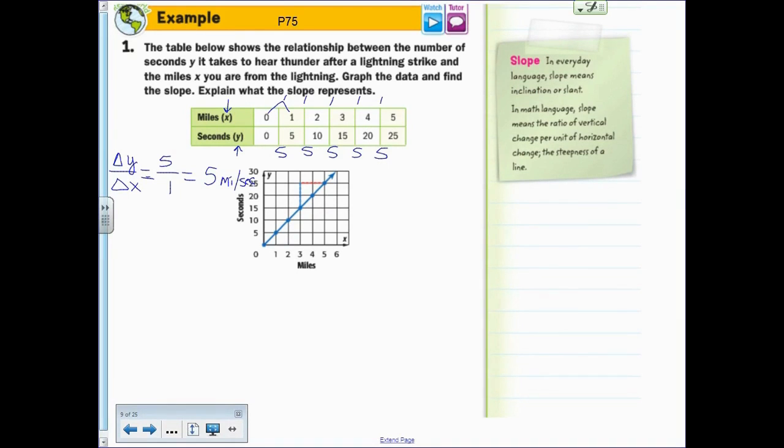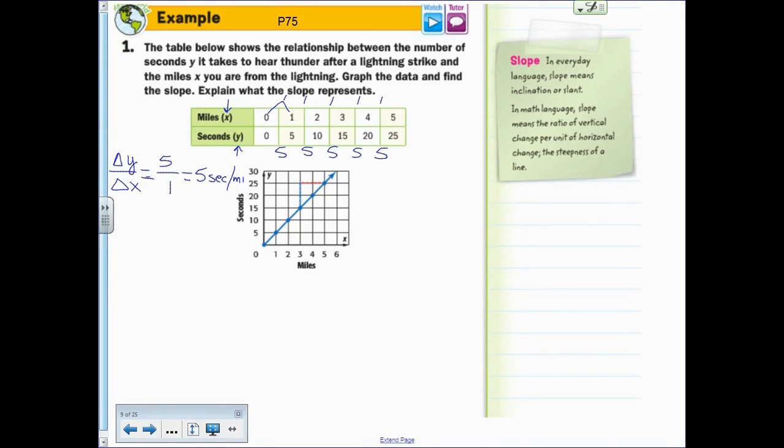Actually, I lied. That's 5 seconds per mile based on the way they wrote this table. Wow. So they flip-flopped time and distance in this problem. I don't like that, but that's what they did. It's 5 seconds per mile. That is, lightning is going that fast.